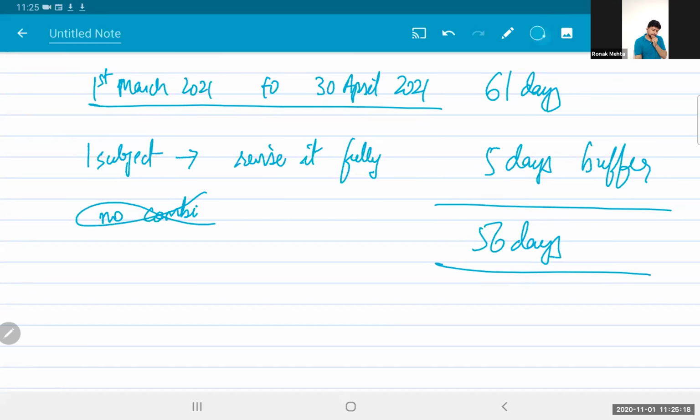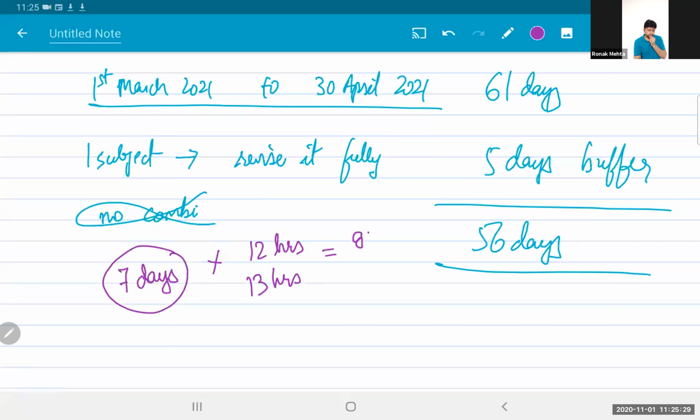So you try to revise the whole subject within 7 days. Each day you can put in about 12 hours or maybe 13 hours. And you will have about 84 to 91 hours for revision. If I give you DT ka example, the teaching time needed for DT, as a faculty, I need any time between 220 to 240 hours.